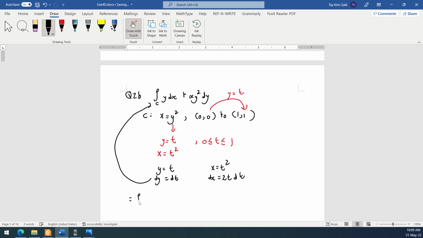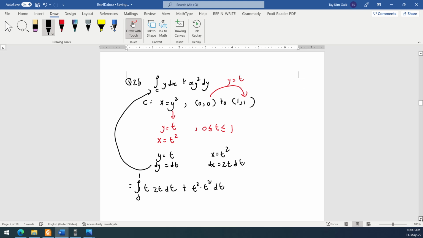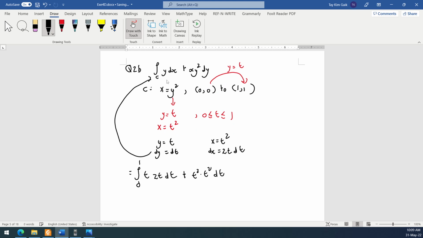That's why you have y is t, dx is 2t dt, x is t squared, y squared will be t squared, dy is dt, with t from 0 to 1. Just make sure you plug in correspondingly correct. Check: y plug in by t, dx plug in by 2t dt, x is t squared, y is t, so y squared is t squared. Simplify and then use a calculator to integrate it.